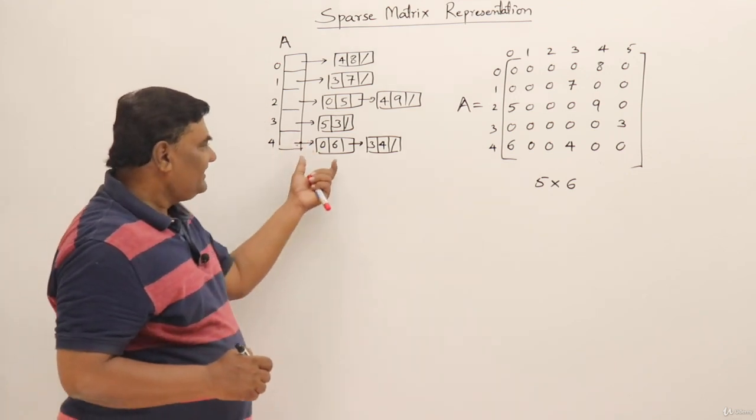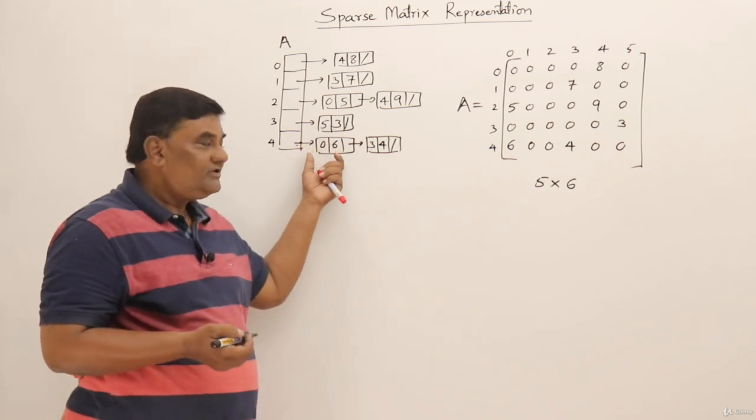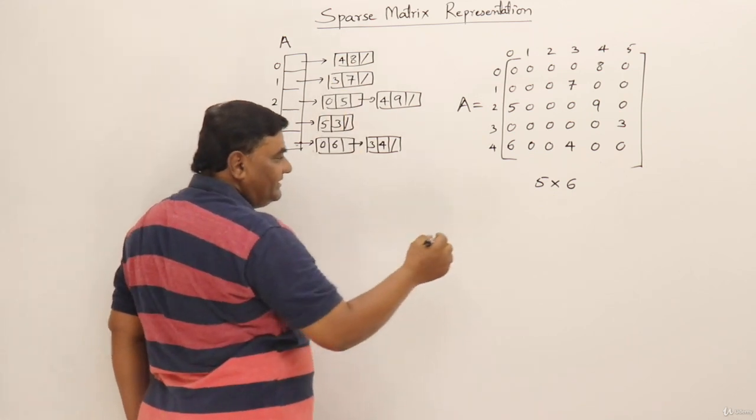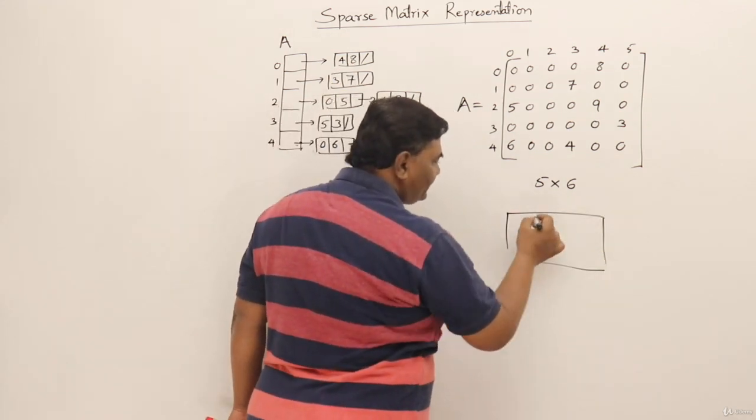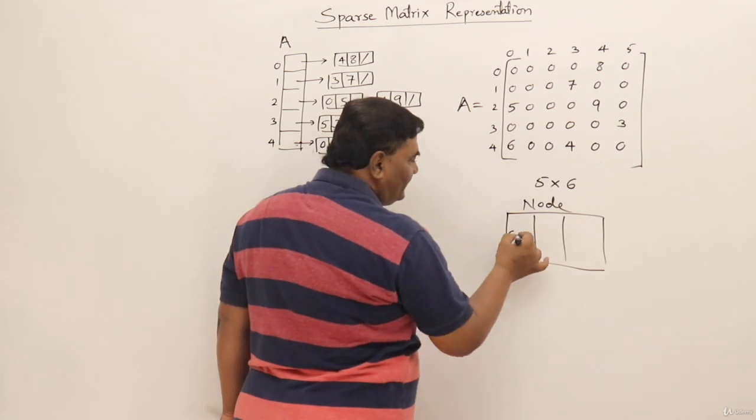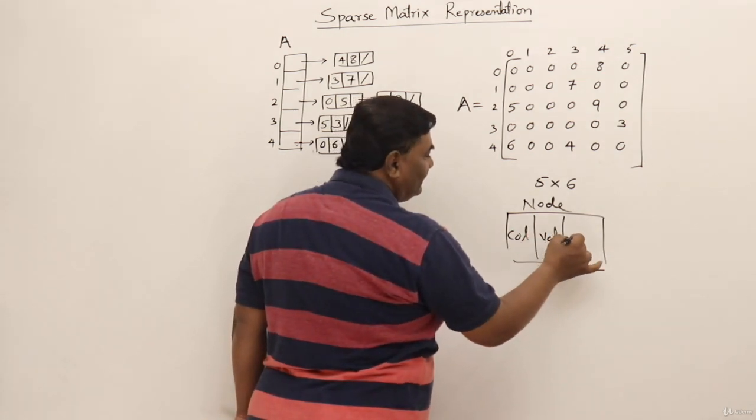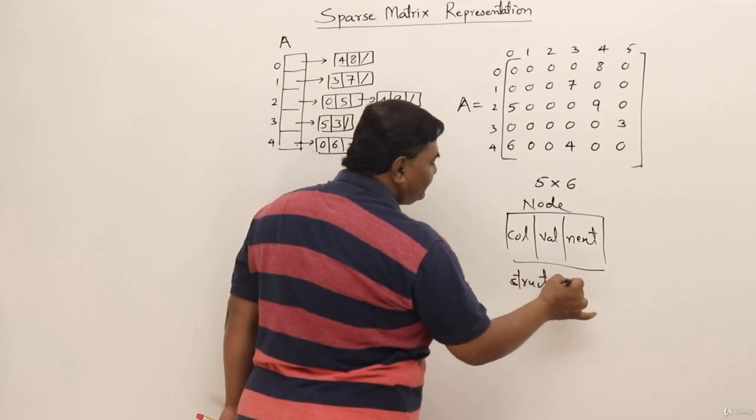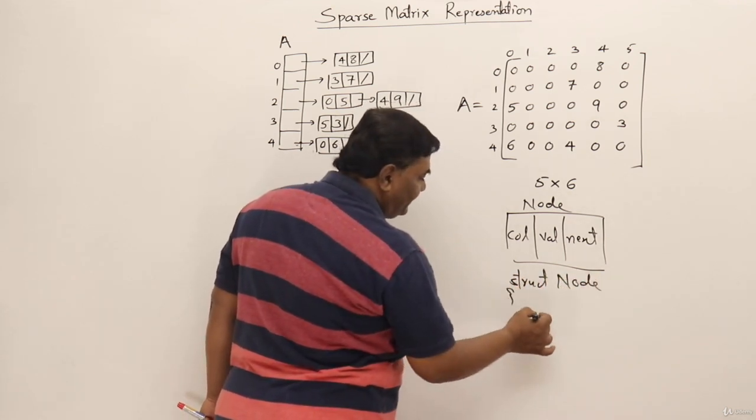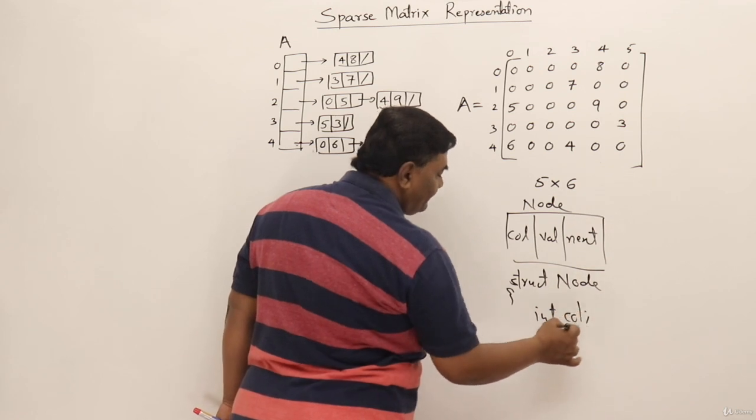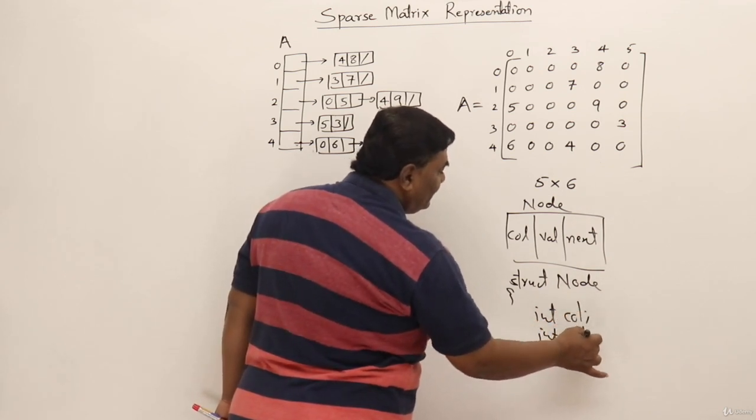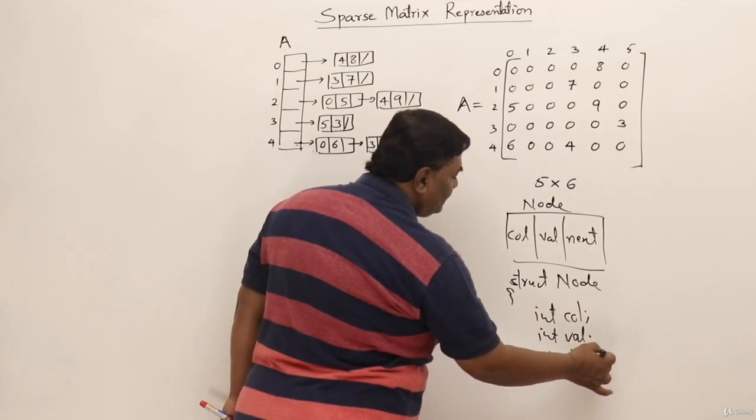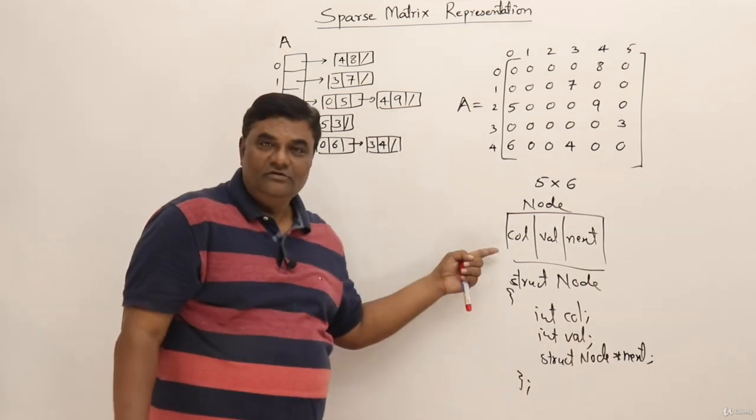This structure is a collection of linked lists, and a linked list is a collection of nodes. So what does the node structure contain? Each node contains column number and non-zero element. So if I define a node structure, it contains three things: column number, value and next pointer. Using C language, if I define a structure, this structure node will contain three elements: column number, value and a next pointer. This is a node, this is a structure.